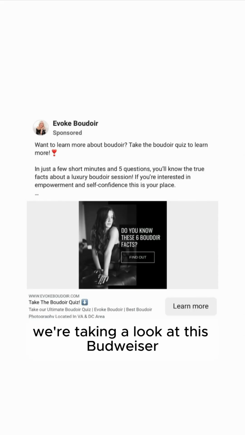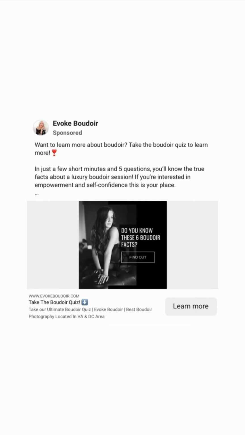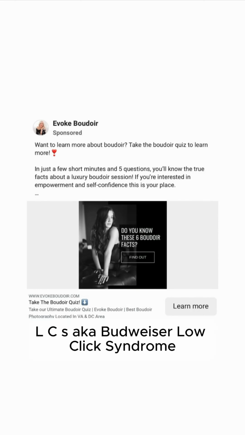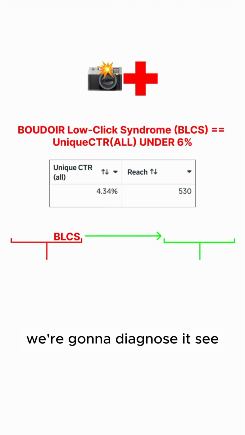All right, y'all, we're taking a look at this Boudoir Facebook ad today, seeing if it has BLCS, aka Boudoir low click syndrome. We're gonna diagnose it, see what our thoughts are.